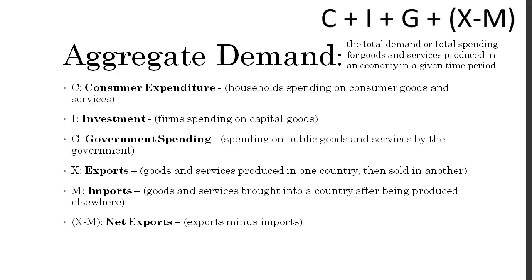X minus M is net exports. This is simply the value of exports in an economy minus the value of imports in an economy. Now we have looked at what each of these letters represent, you should understand what the formula means. It means that we know aggregate demand of an economy is determined by all of these components put together. However, to understand the components, we will now look at them individually.